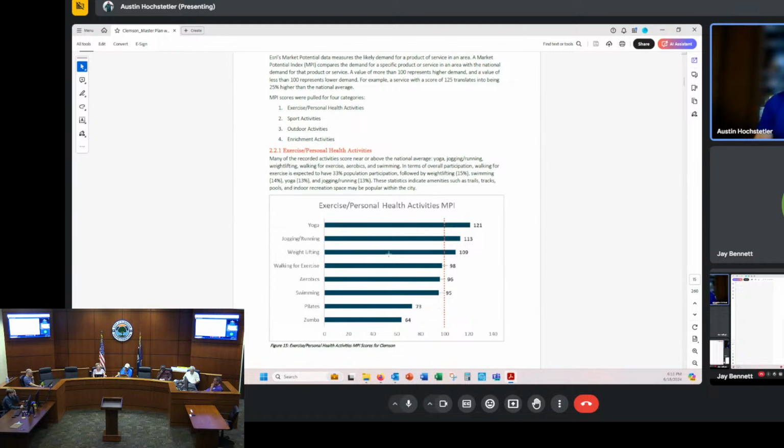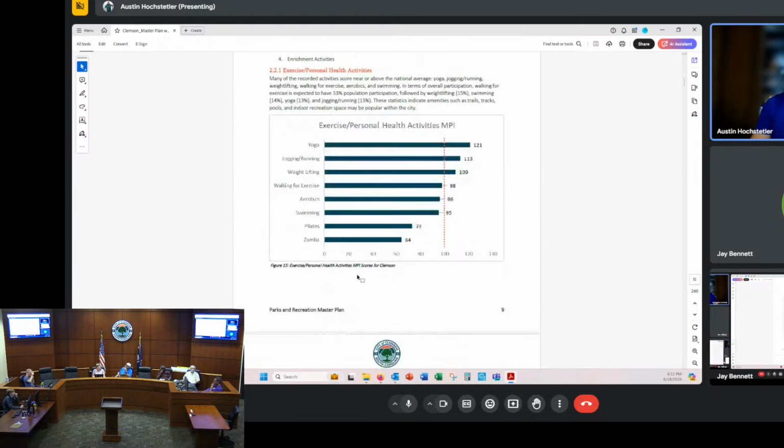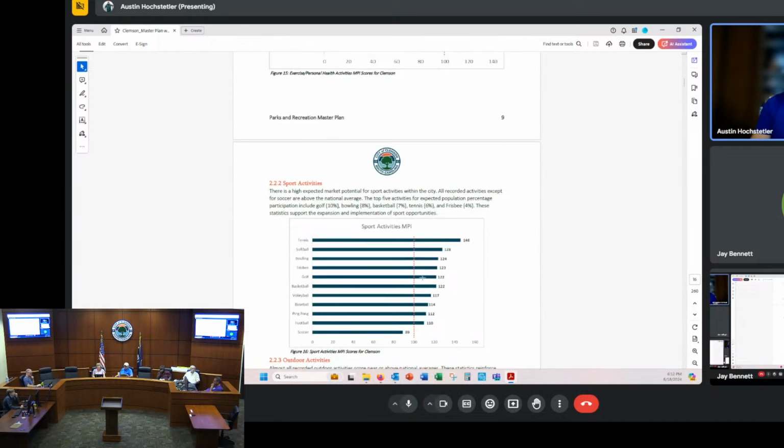So what you see is a lot of aptitude for exercise and personal health activities. You see a lot for sports. And one thing to mention here, we look at the national average, but it doesn't mean that there aren't people that play soccer in the local market. It's basically saying it might be a little bit more of a niche, or a more targeted audience. It's not saying that soccer is 11% less likely than the national average, so disband soccer. That's not the point. It's basically saying take it in a vacuum.